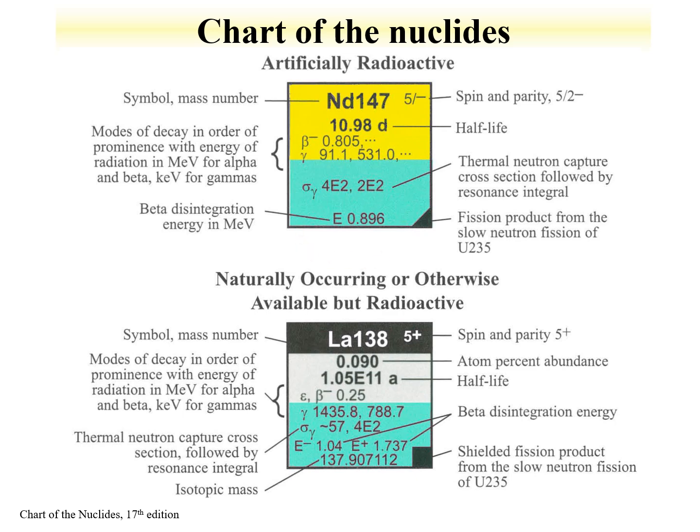As you see, the beta disintegration energy is a little bit higher than the beta decay energy, so some of the energy is going elsewhere, possibly to a gamma decay. And then again, this triangle says that it is a fission product from the slow neutron fission of uranium-235.